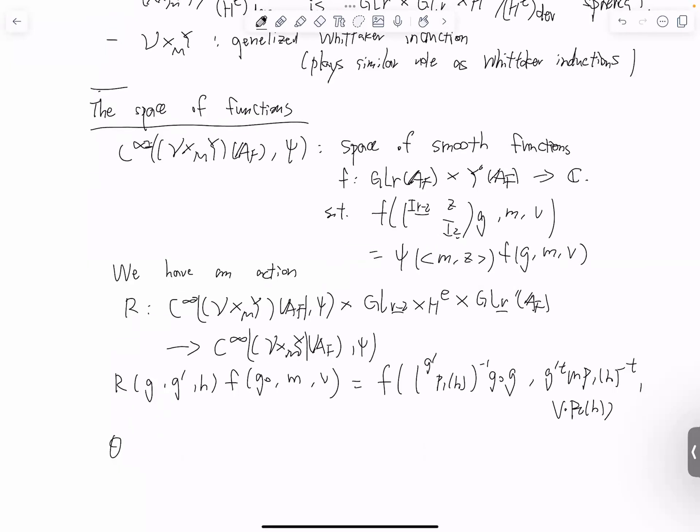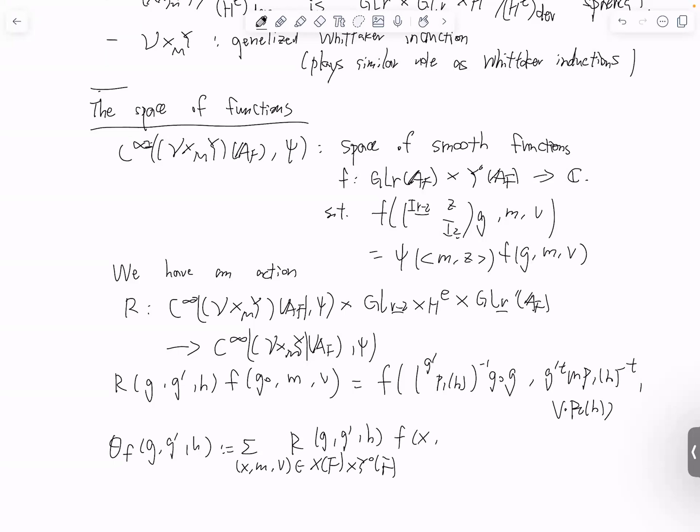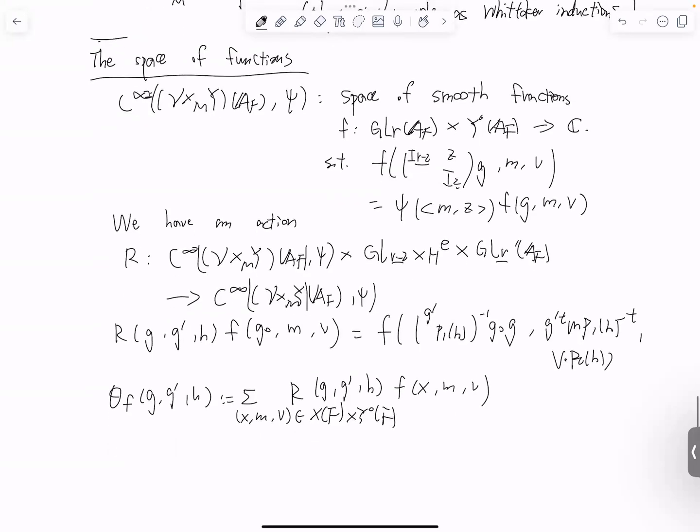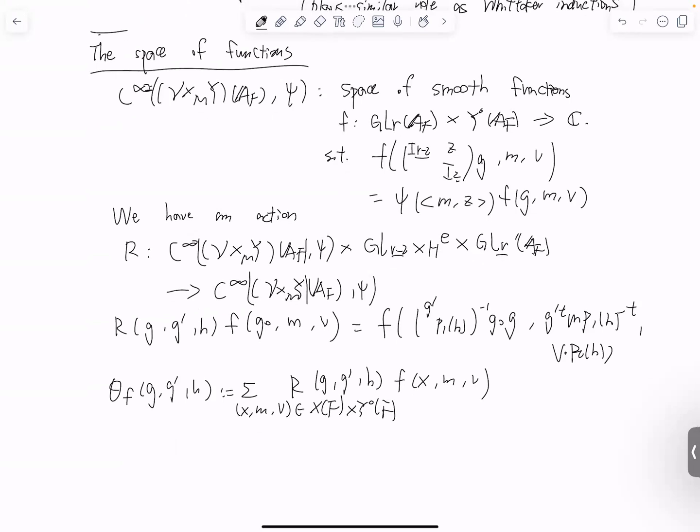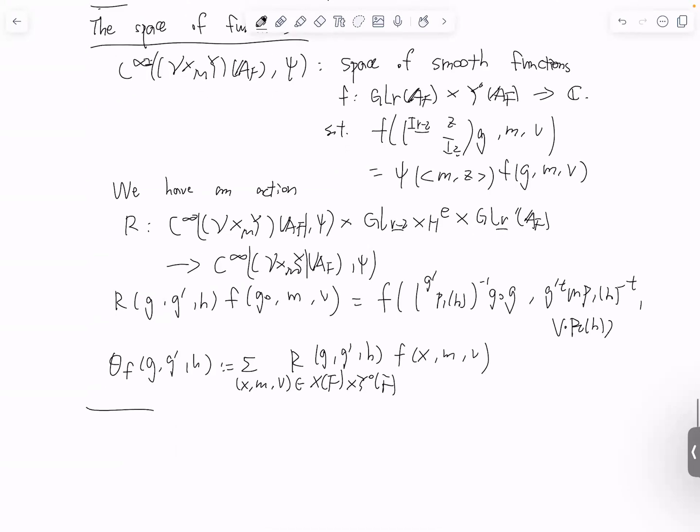So then we can form a theta function, which will later be put into the integral representation, with the sum of X MV in X F cross Y circ F, which is an open locus of Y, R G prime H F X MV. So then we have all the ingredients for the integral representations. Then we can finally define the integral representation.